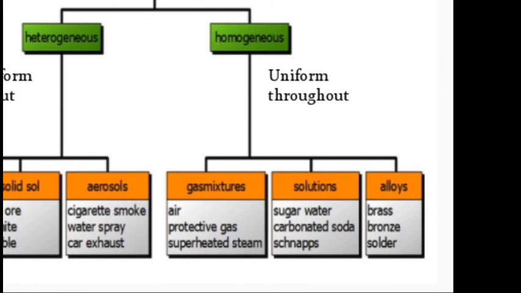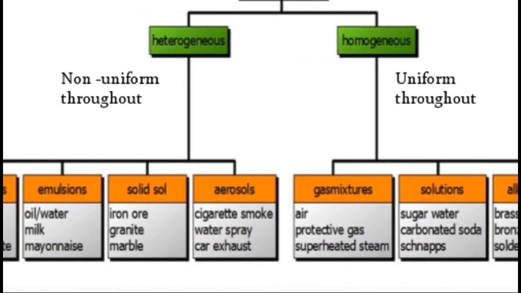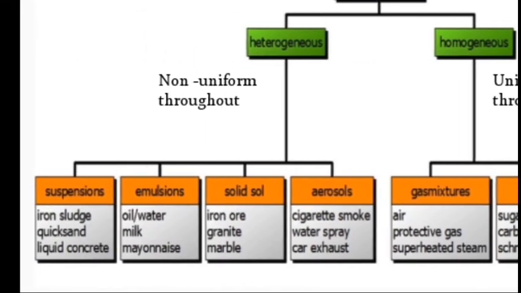Okay. Brass is a copper zinc alloy. Bronze is a copper tin, copper nickel alloy. And solders are lead silver alloys or different metals. Tin can be added into alloys. Okay, soldering metals. If you consider a heterogeneous solution or heterogeneous mixture, this is non-uniform throughout.